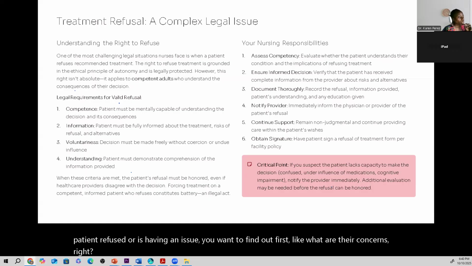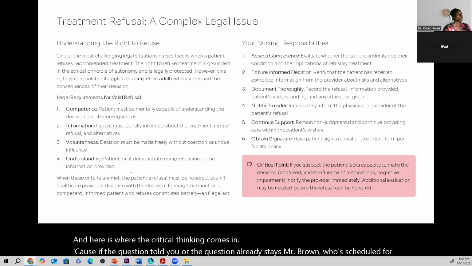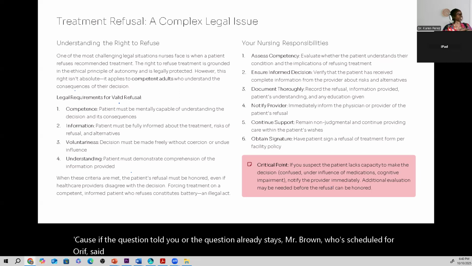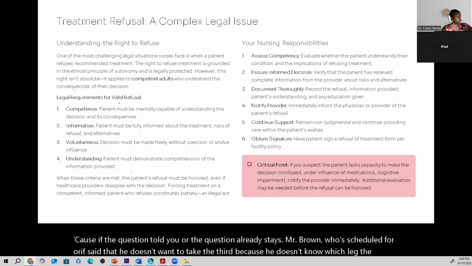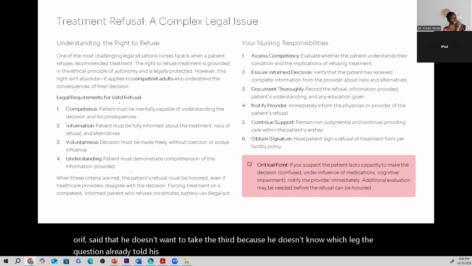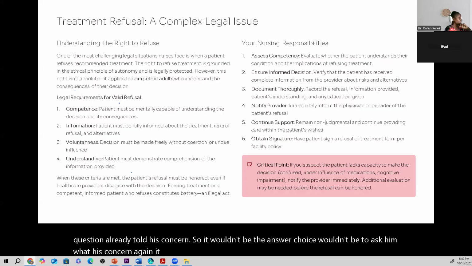And here is where the critical thinking comes in. If the question already states, Mr. Brown, who is scheduled for ORIF, said that he doesn't want to take the surgery because he doesn't know which leg, the question already told his concern. So the answer choice wouldn't be to ask him what his concern is again. It may be to call the physician or call the surgeon.